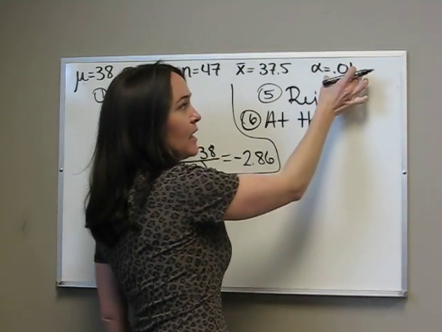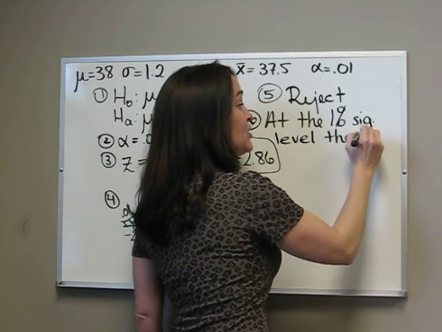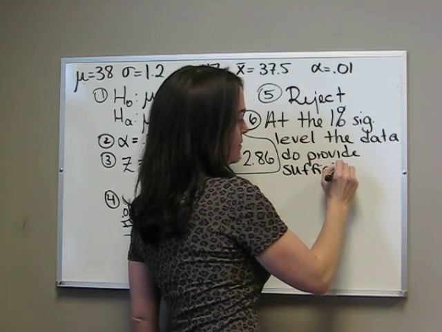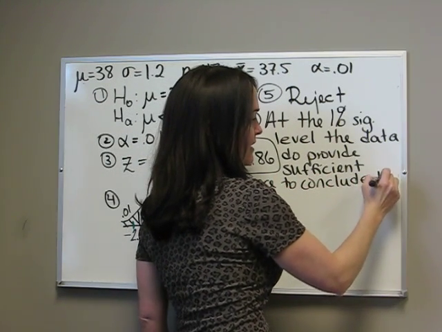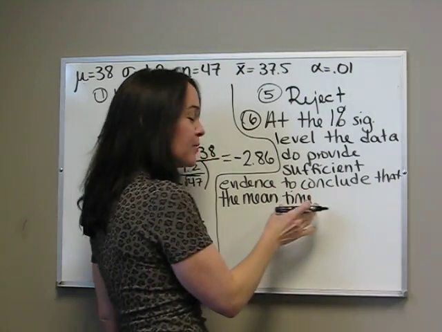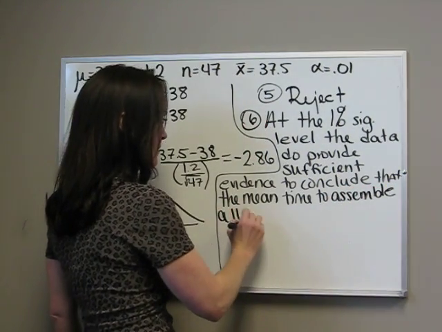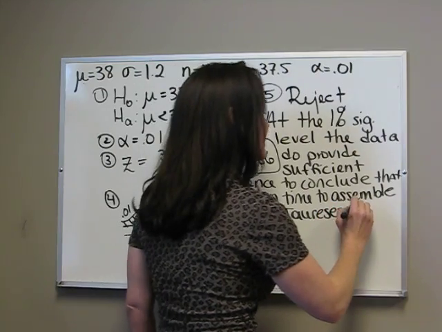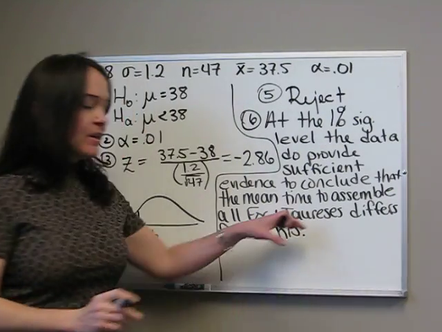At the 1% significance level, the data do provide sufficient evidence to conclude that the mean population, which is a variable, time to assemble all 4 toruses, that was our population, differs from 38 hours. So it's just different from.